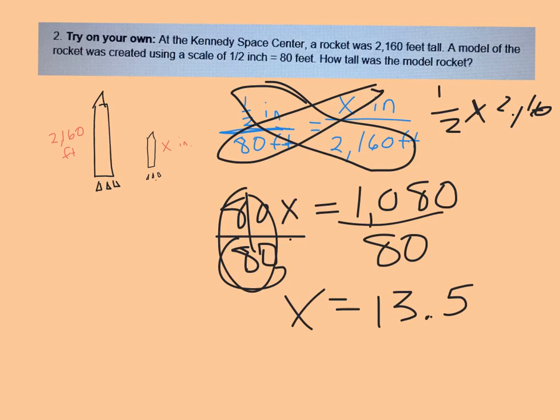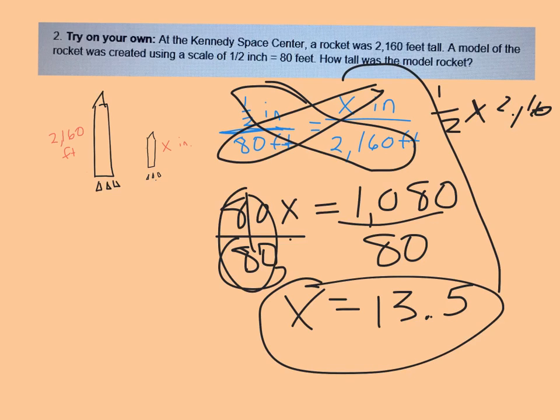So 13.5. So the answer to my problem is that the model rocket is 13.5 inches. So the answer, how tall was the model rocket? 13.5 inches.